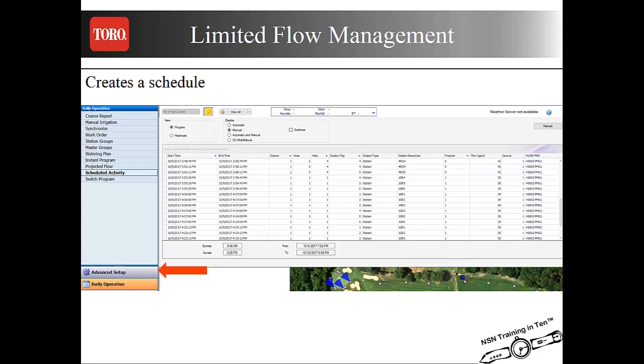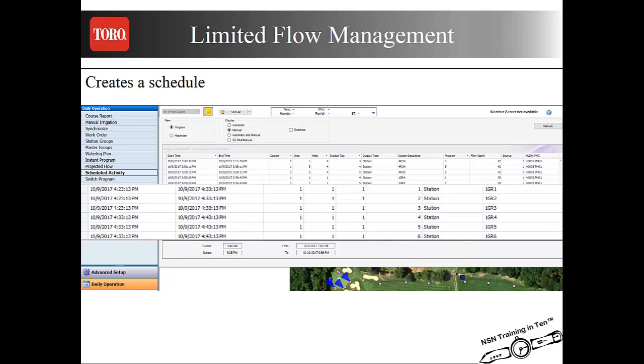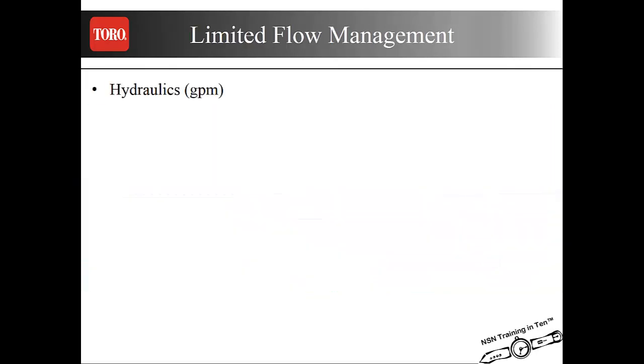Here in the Daily Operations folder and the Scheduled Activities screen, if I choose Display Manual Irrigation, then we see the schedule Lynx has created for our number 1 green. Stations 1, 2, and 3 will come on at the same time. Once they finish their 10-minute runtime and shut off, then stations 4, 5, and 6 will come on. This schedule is created from the available hydraulics or gallons per minute you have assigned to the pipe.